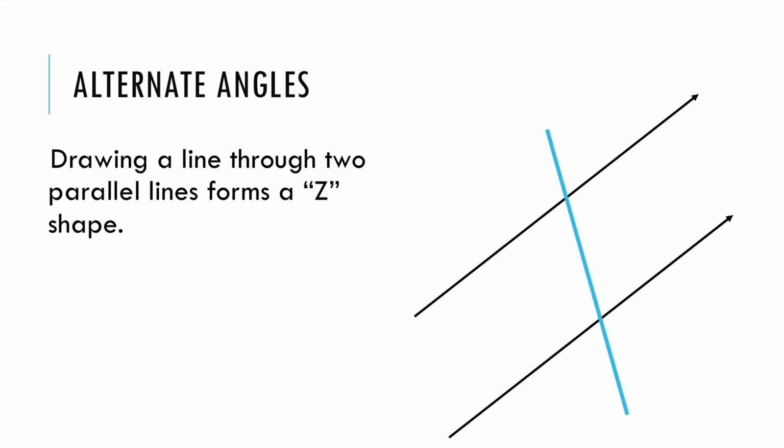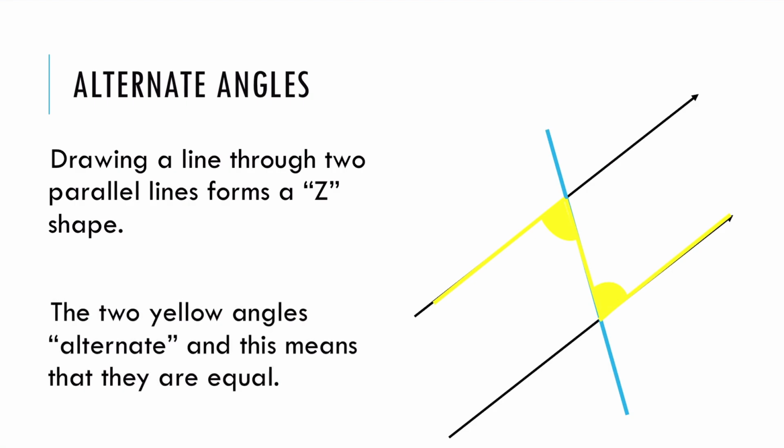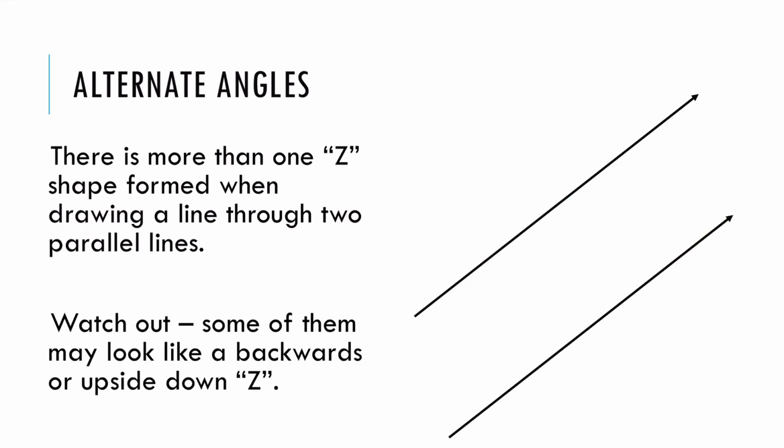We can see that this forms a Z shape, like so. Now this angle here and this angle here are said to alternate, and this means that they are equal, okay? So the angle that's tucked in one bit of the Z shape is equal to the angle that's tucked into the other bit. There is more than one Z shape formed when drawing a line through two parallel lines, so watch out because some of them might be backwards as well.